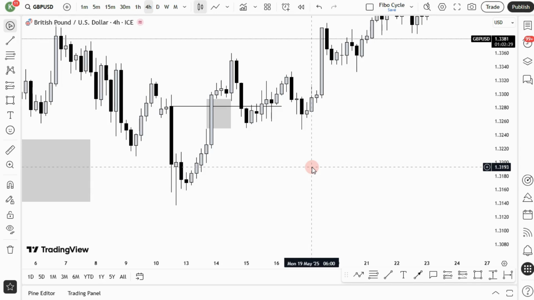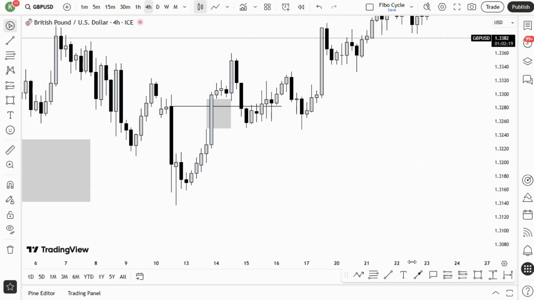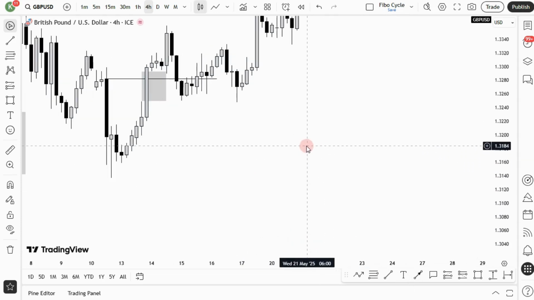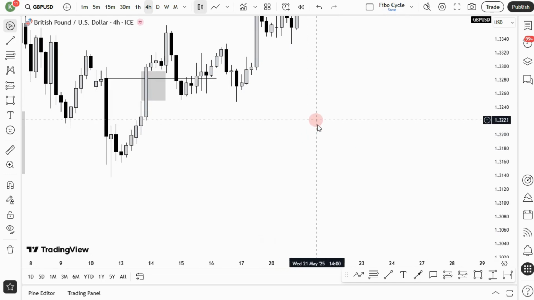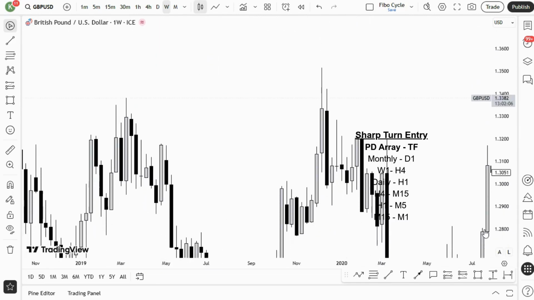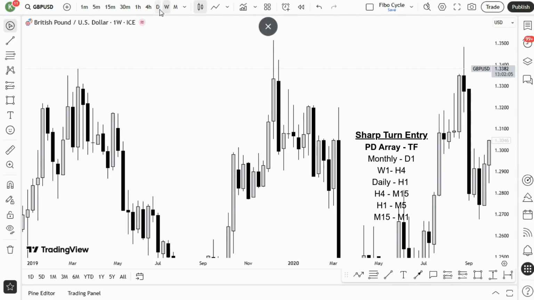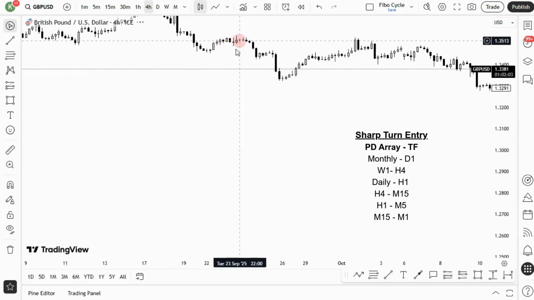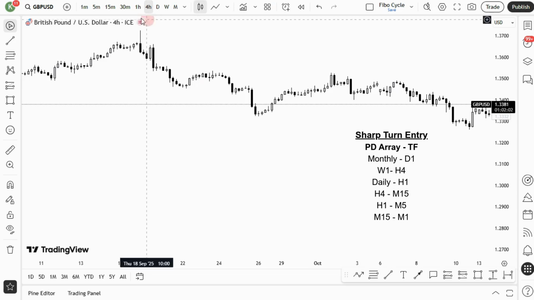And these FVGs, what are these fair value gaps again? These are PD arrays in the market which we can trade off of. And as you know, price is always moving from a PD array and towards a PD array. So these are the time frame alignment which we use. As you would have seen, I went up and down the charts. When I was using a weekly PD array, I went down to H4 to look for a sharp turn, and when I was using an H4 PD array, I went down to M15 to look for a sharp turn.